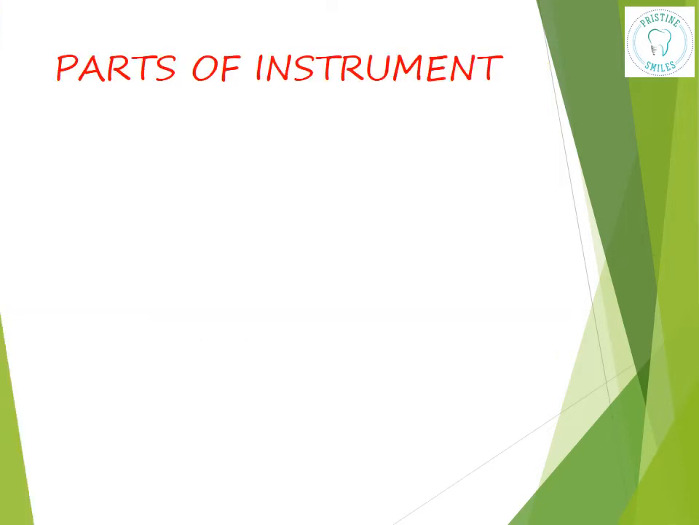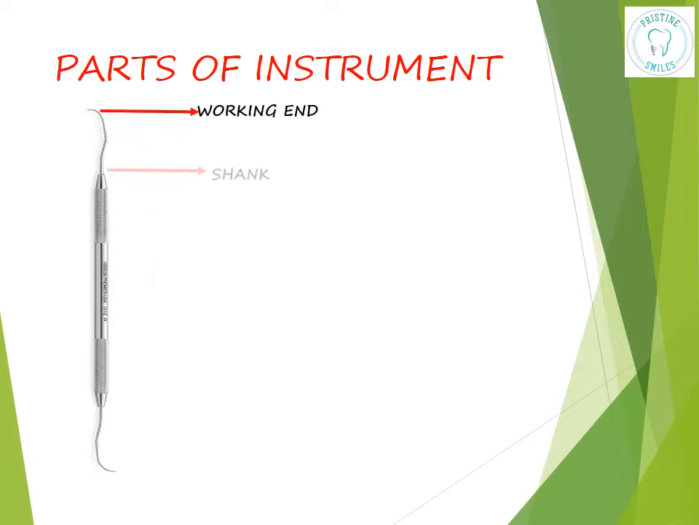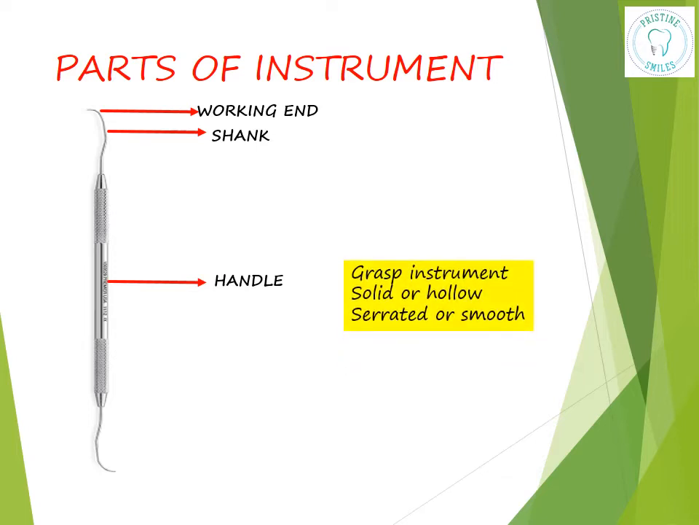So now when we are talking about instruments, there are certain terminologies to be known. A typical instrument has three parts: the working end, shank, and the handle. The handle is what is used to grasp or hold the instrument. It can be solid or hollow. Hollow handles are used more often because they have a better tactile sensation and it reduces muscle fatigue. Solid handles, on the other hand, have a reduced tactile sensation and it increases the muscle fatigue.